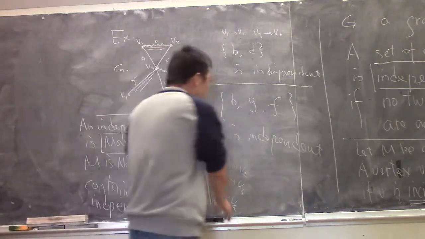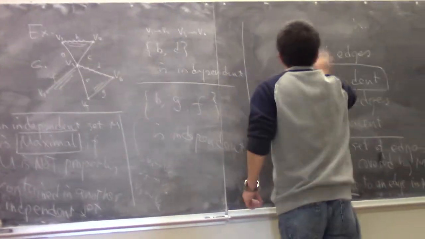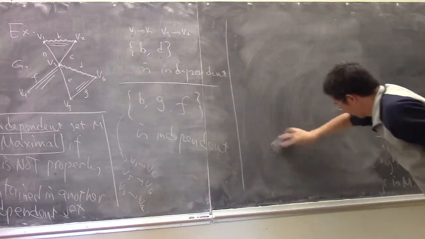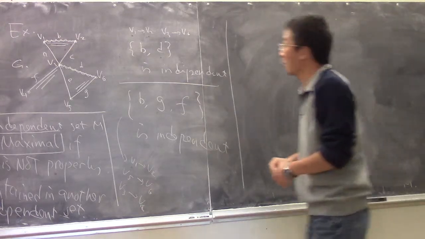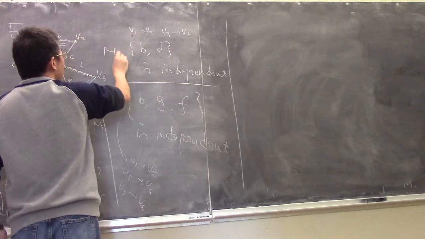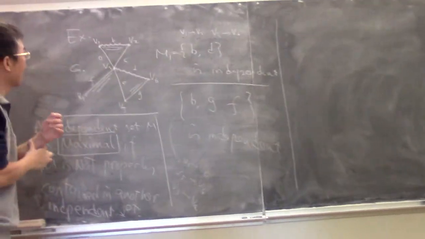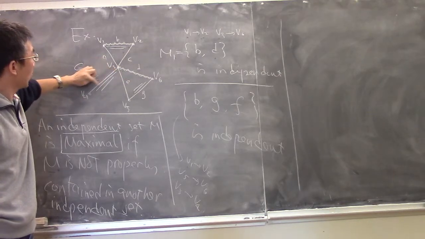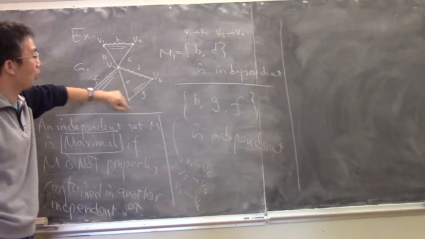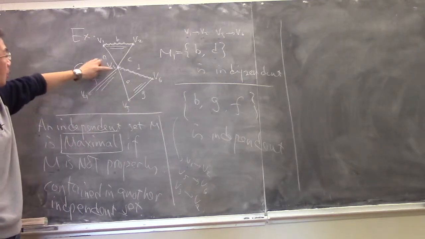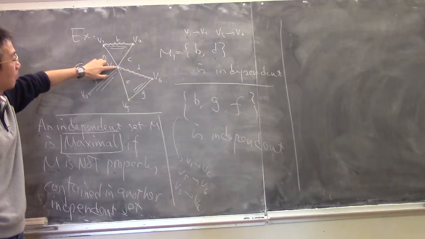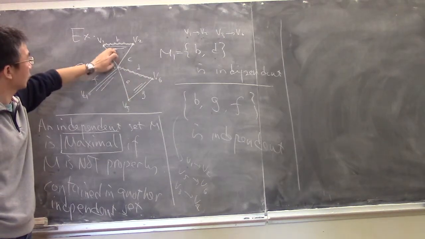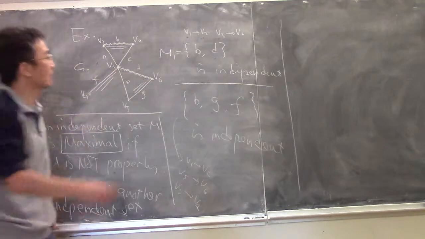And if I look at this graph, I'm going to call this my M1. If I look at this M1 here, there's no way for me to add any more edge into this matching, right? Because if I add this edge, they are going to share one common vertex, right? If I add this edge, this edge, this edge, in this way you see this is maximum.